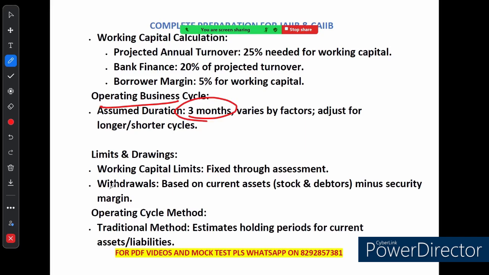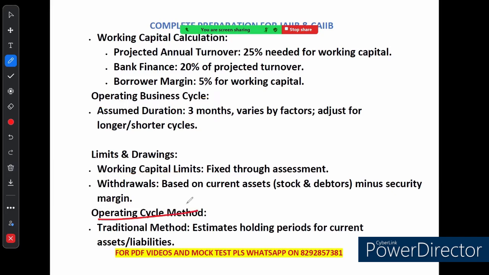So now let's talk about working capital limits and withdrawal. Once the bank has assessed the working capital need, they set a limit on how much the business can withdraw. The amount they can take out depends on their current assets like stock and debtors, after deducting a margin for safety. Now let's talk about the next method, called the operating cycle method.